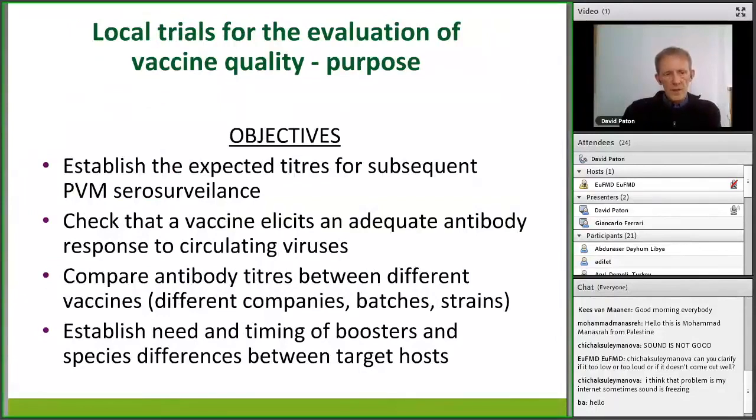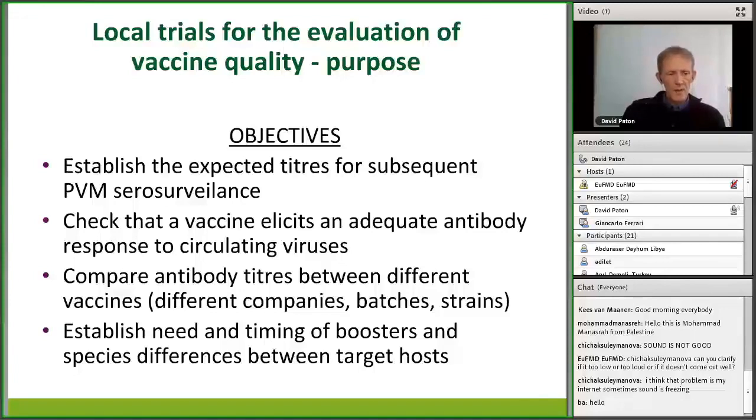I've mentioned that if you cannot get hold of batch release sera from the manufacturer, or if you have doubts about the quality of the vaccine that is being offered to you, then it's quite useful to do a small trial yourself with some of the vaccine, maybe ask for a trial batch, or else do the trial before you go on to do a large-scale vaccination.